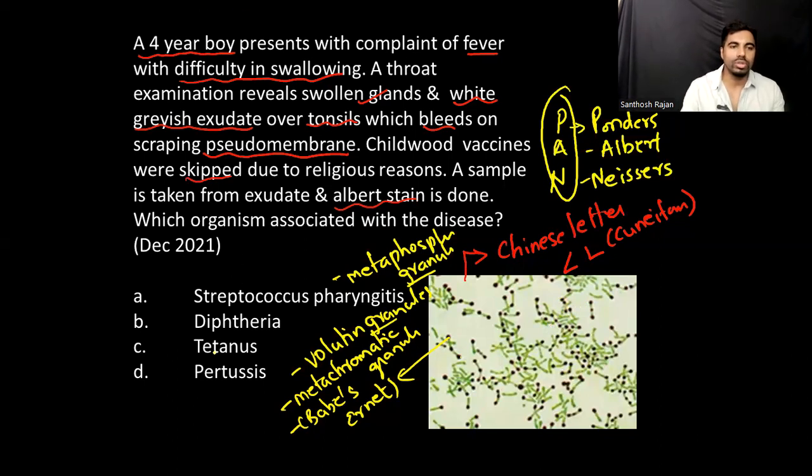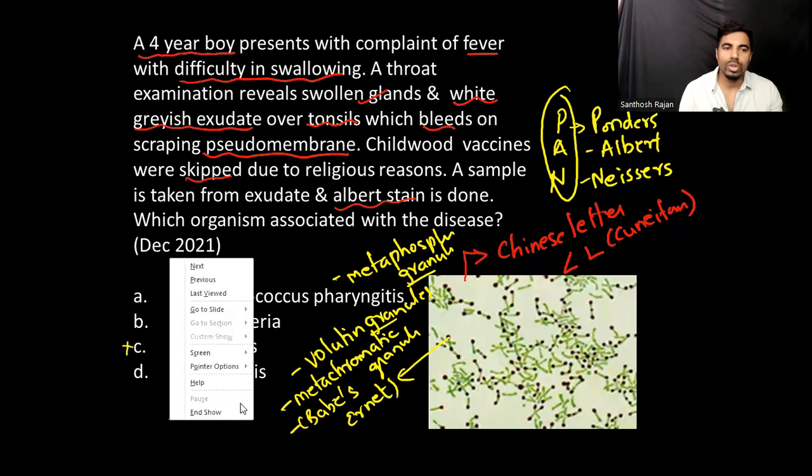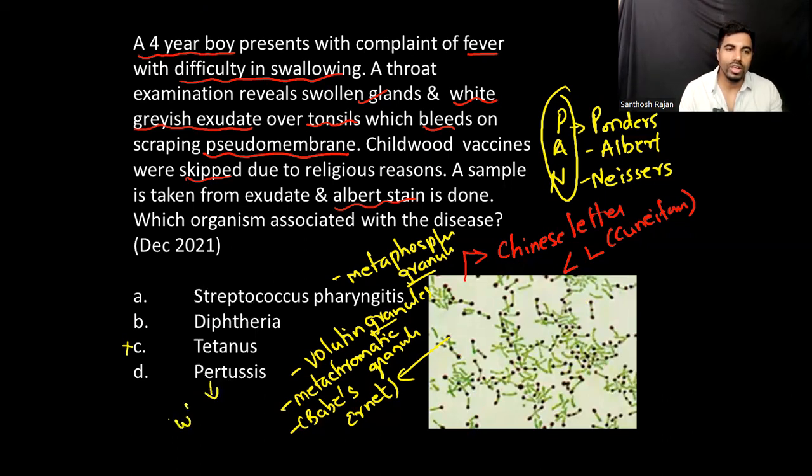Why not tetanus and pertussis? Tetanus is out because the symptoms are not related to tetanus. Pertussis also is out. If you remember the DPT vaccine, the P is pertussis. But what does Bordetella pertussis usually cause? It causes whooping cough. So this is also out. This doesn't cause any pseudomembrane. Pertussis is the whooping cough.